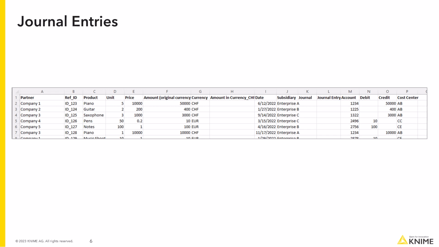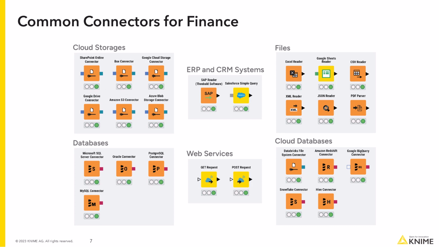The data usually comes from the entries registered as credit in the company accounting journal. This data is often stored in an ERP system like SAP or Odoo, or in a database, or in an Excel file. Thanks to the many connector nodes available within KNIME Analytics Platform, the journal entry data can be pulled out of SAP using the SAP Reader node, out of Odoo API using the GET Request node, out of a database using the appropriate database connector node, or simply out of an Excel file using the Excel Reader node.